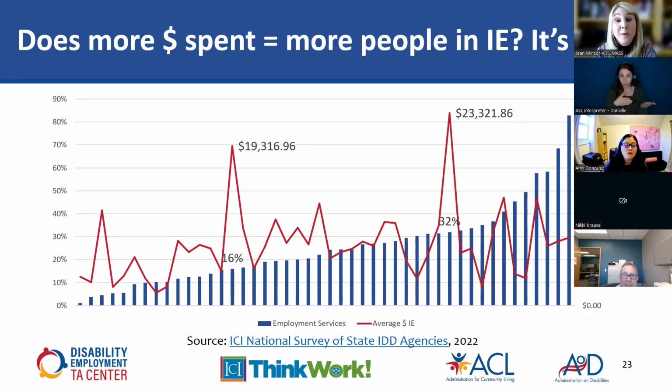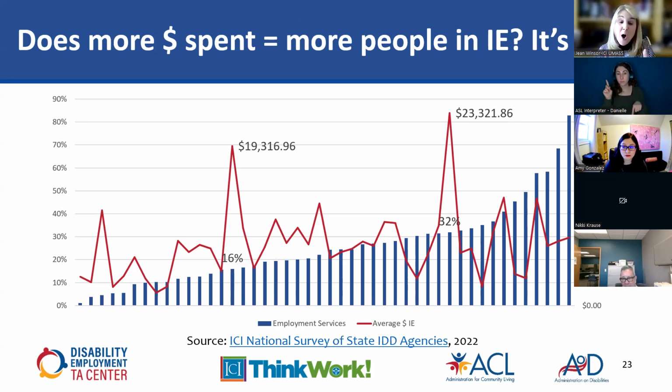And so we see states that are doing really well in integrated employment who spend considerably less than others. So that's the red line. Per person on integrated employment services. We see states that spend a lot of money that are doing okay. They're a little bit higher than the national average, a little bit lower than the national average. And then we see a whole bunch of different variation.